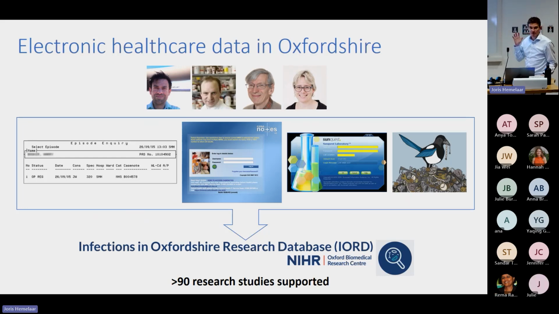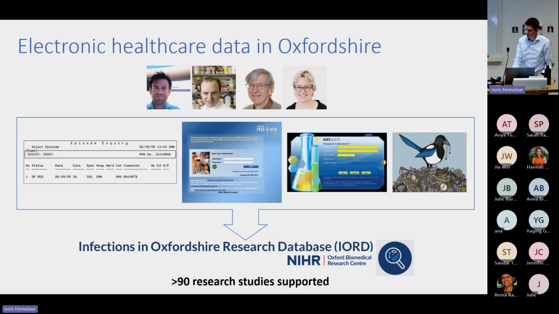And what this was is information about who'd come to hospital, information on their blood test results, information on their microbiology results, and then frankly anything else they could find in a magpie type way, trying to collect different data sources from across the hospital. And all of this was linked within the NHS and then de-identified and used to create what became the Infections in Oxfordshire Research Database.